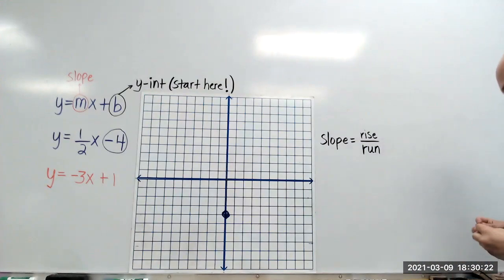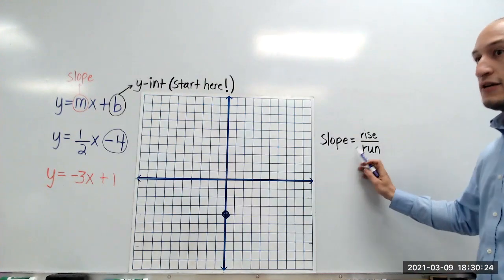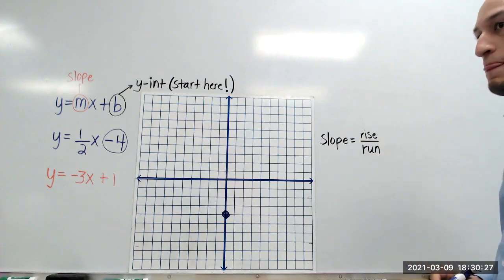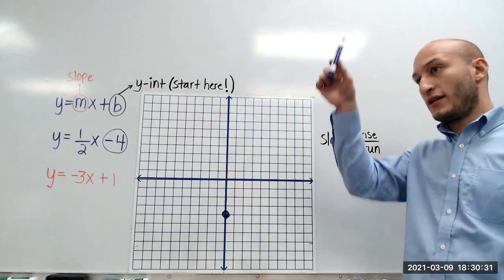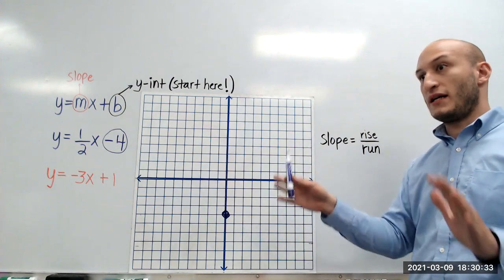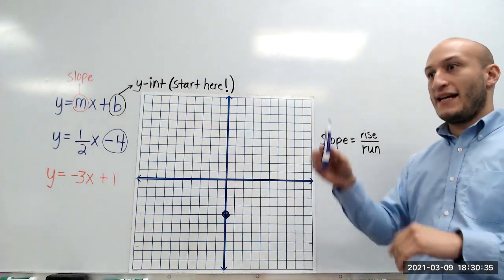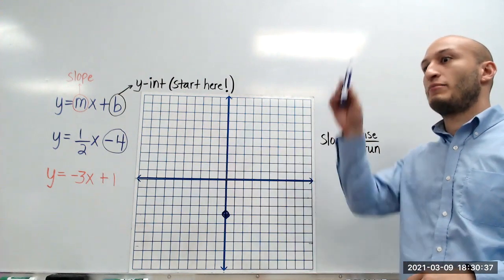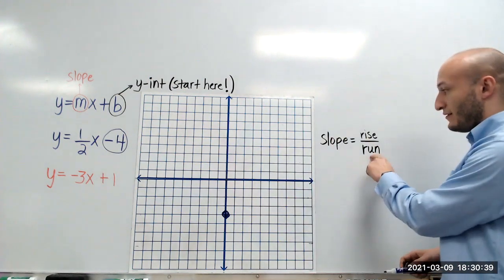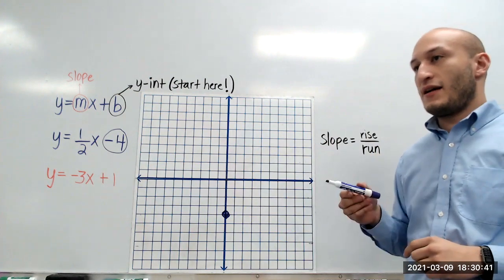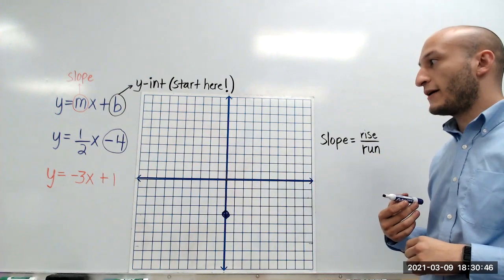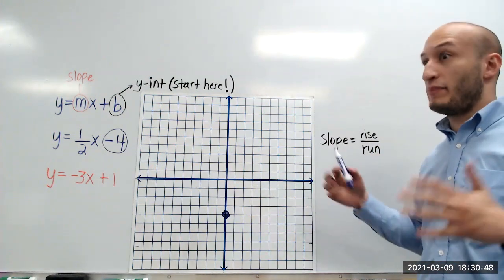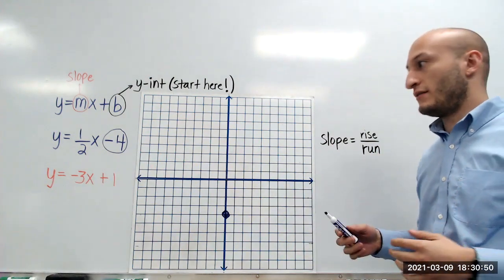And slope is equal to rise over run. Rise means either up or down, depending on if it's positive or negative. Negatives go down, positives go up. Run means I'm either going to the left or right, again depending on if it's negative or positive.